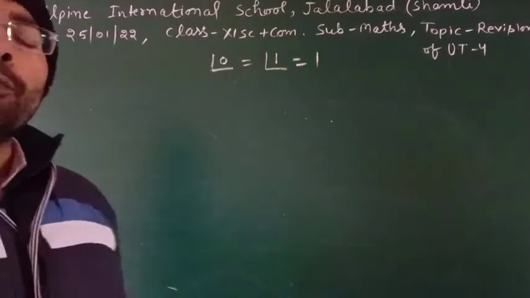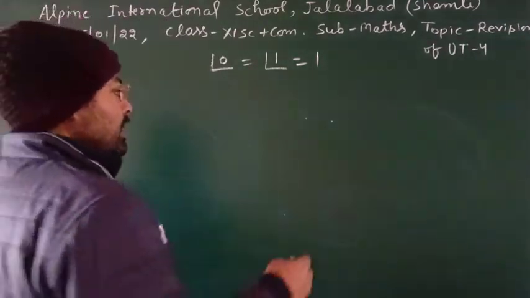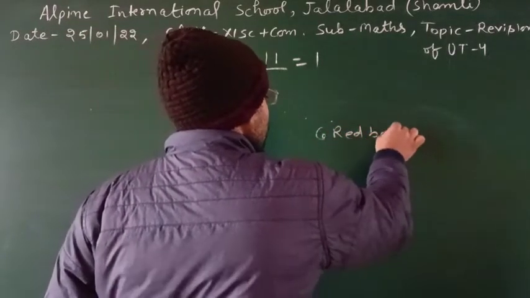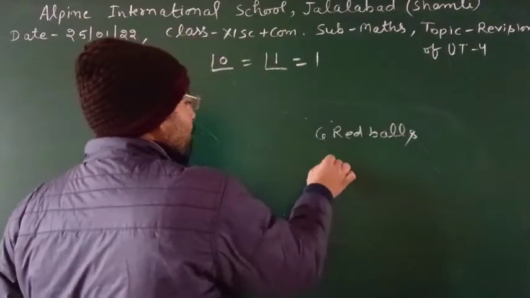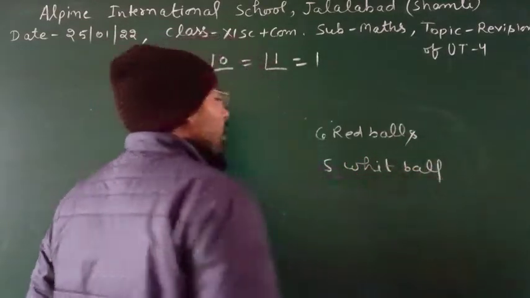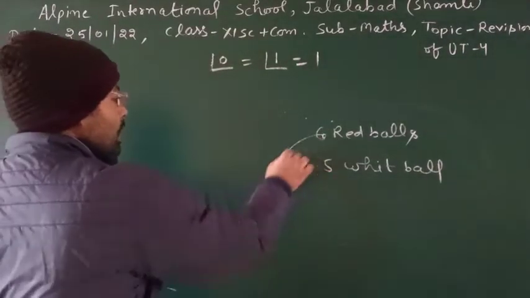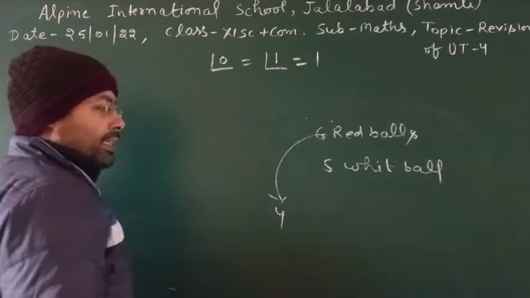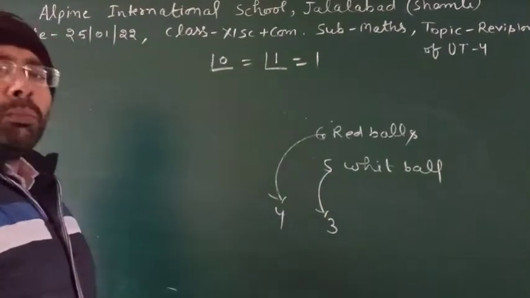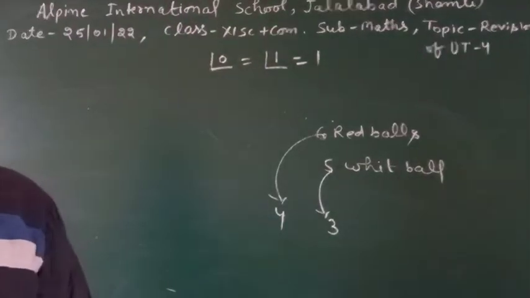Suppose we are going for a selection, and we have in a box 6 red balls and 5 white balls, and we want to select 4 red balls out of 6 and 3 white balls out of 5. So in how many ways can you select these balls?